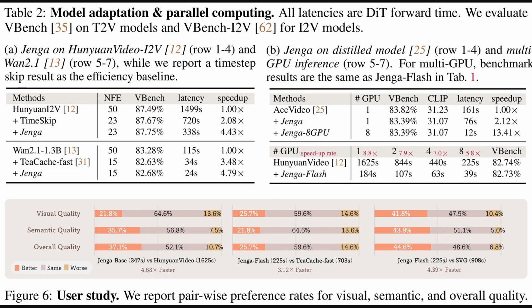Across visual quality, semantic quality, and overall quality, Jenga variants were often preferred or rated as similar to slower, more computationally intensive methods. For example, Jenga Base was preferred over the standard Hunyuan video in overall quality by a noticeable margin, even though Jenga Base is much faster. This really underscores that Jenga's speed doesn't come at a huge cost to what people actually see and understand.